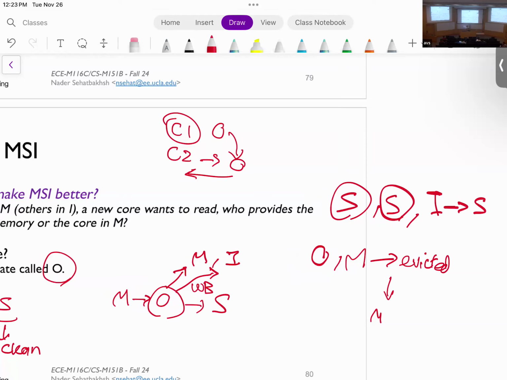Exactly. So the question is, when we are transitioning from M to O, there is no write back. Yes, that's exactly what it does. So there are two good things that are happening here, right? No write back from M to O, and then cache to cache transfer from M to another core which is in I. So two things that improve the performance. Any other questions?